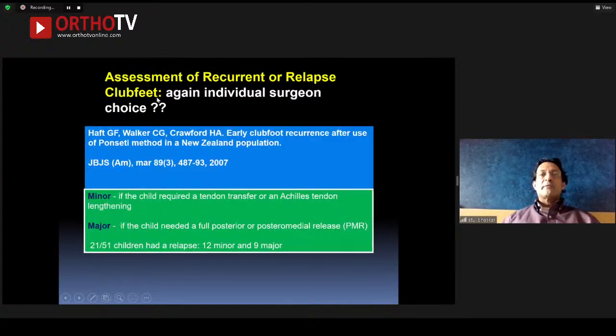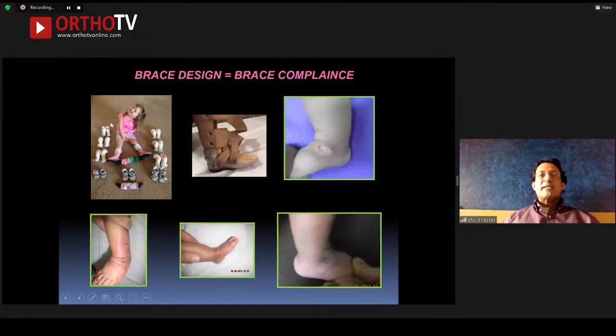The assessment of relapses gets a bit confusing because every surgeon has used his own definition for relapse. So if a child requires minor surgery like a tendon lengthening, it's called a minor relapse, and if the child needs a full-blown release, then it's a major relapse. So we really have no classification for relapses. And we know that brace designs influence the relapses in a big way.